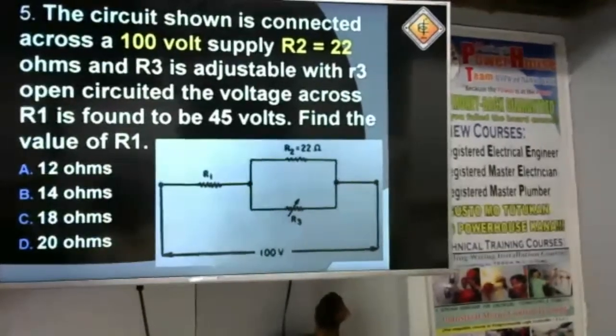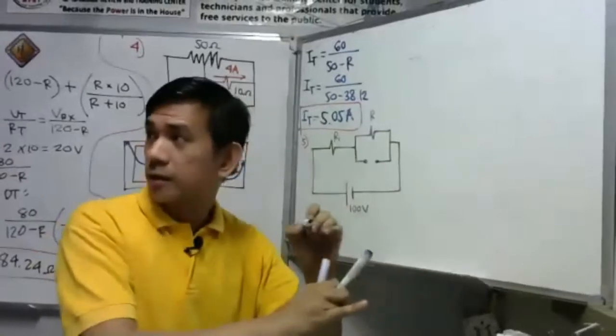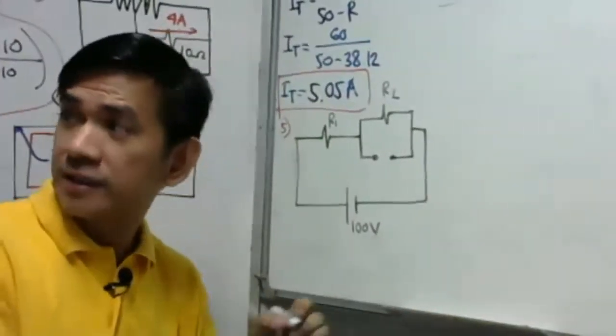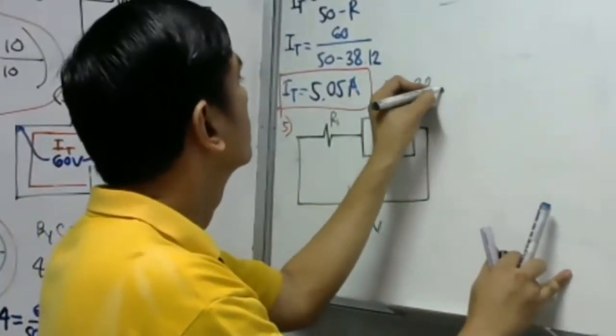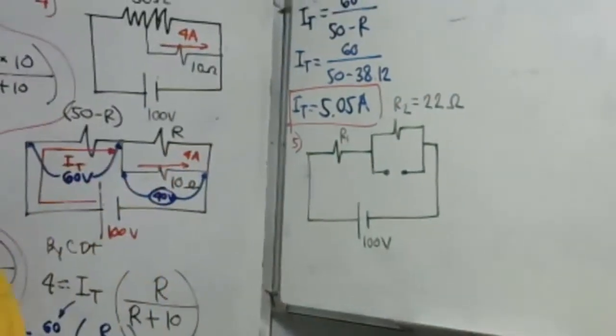Okay, so we have here our R1. We have here our R2. Our R2 is 22 ohms. So we have here our R1.